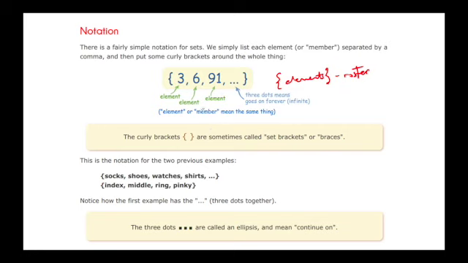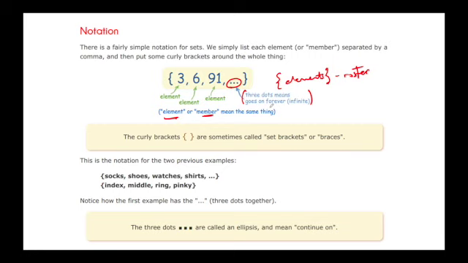You can see here that each element is also called a member, so they mean the same thing. And the 3 dots here mean that the set goes on forever, or is an infinite set. Now I actually do agree with this. The 3 dots don't necessarily have to mean that it's infinite, right?